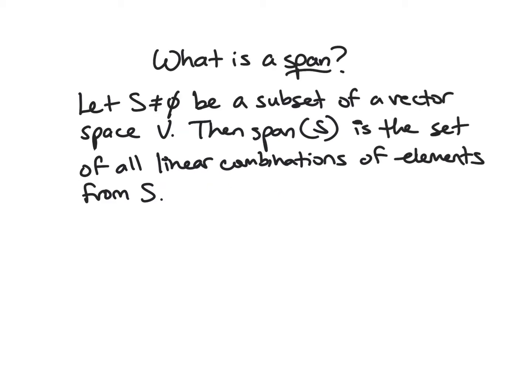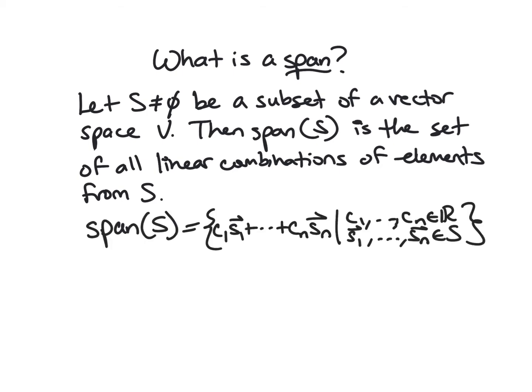Hello everyone. In this video we will be talking about the span of a subset and spanning sets. So in words, if we let S be a non-empty subset of a vector space V, then the span of S is the set of all linear combinations of elements from S. So more symbolically, using set notation, we have this.